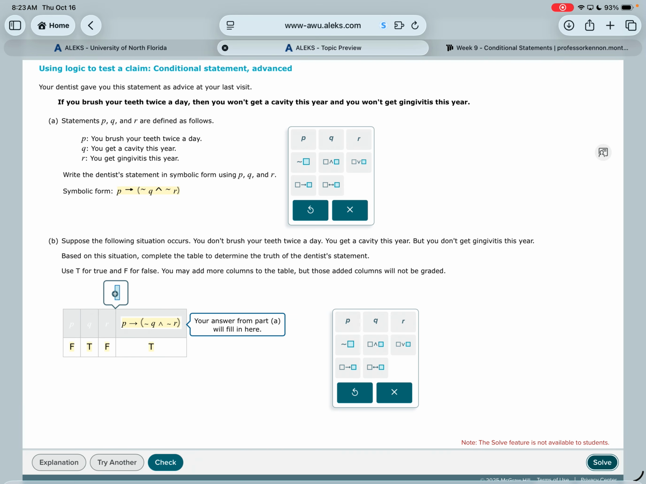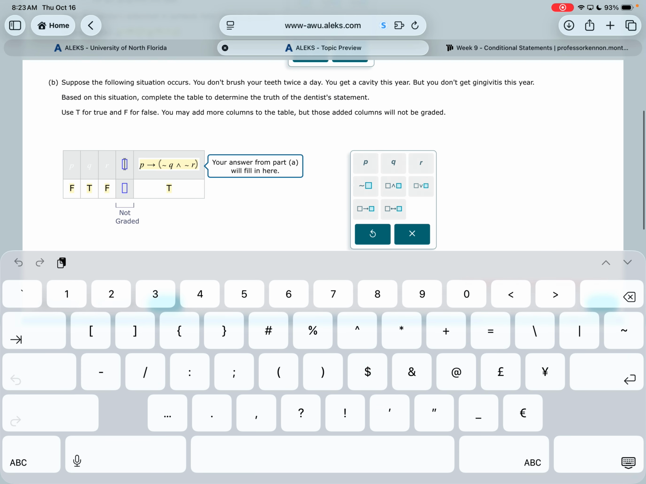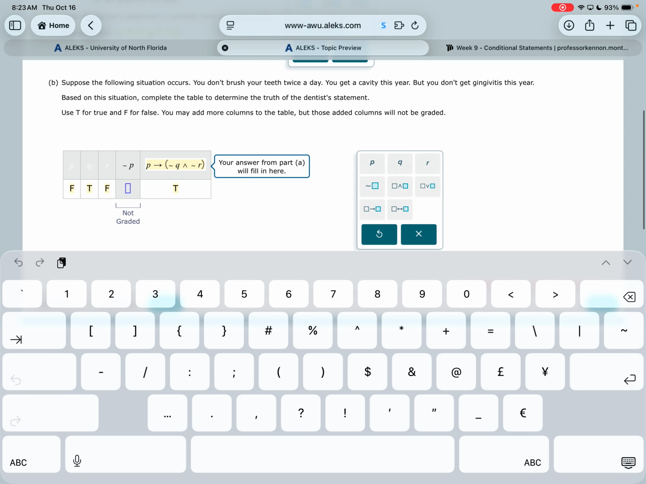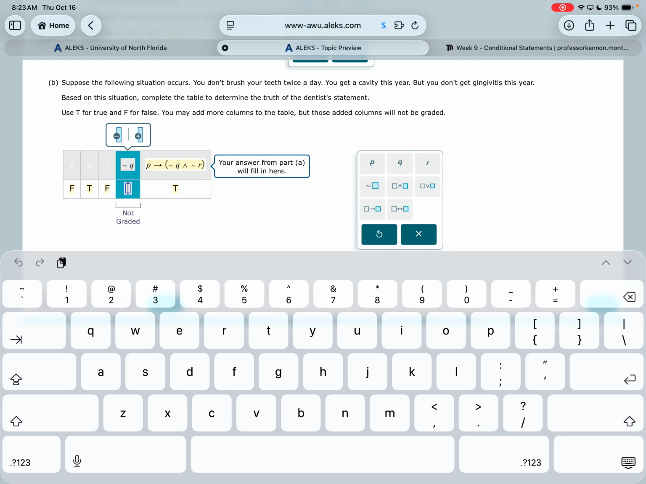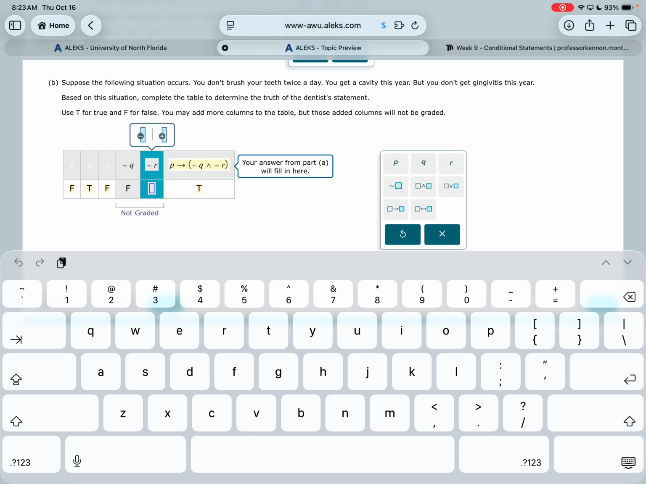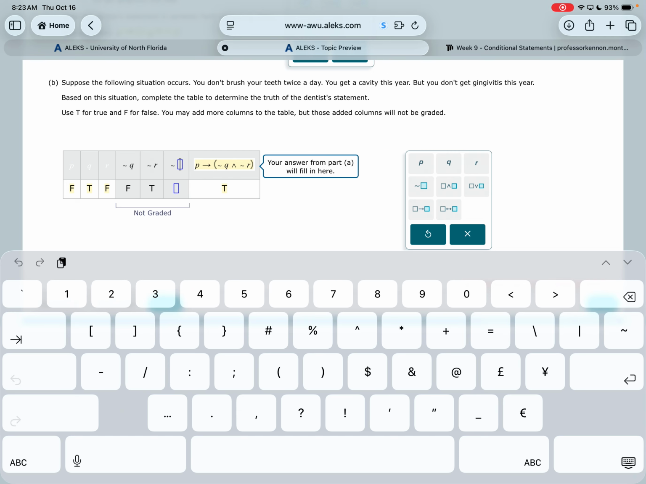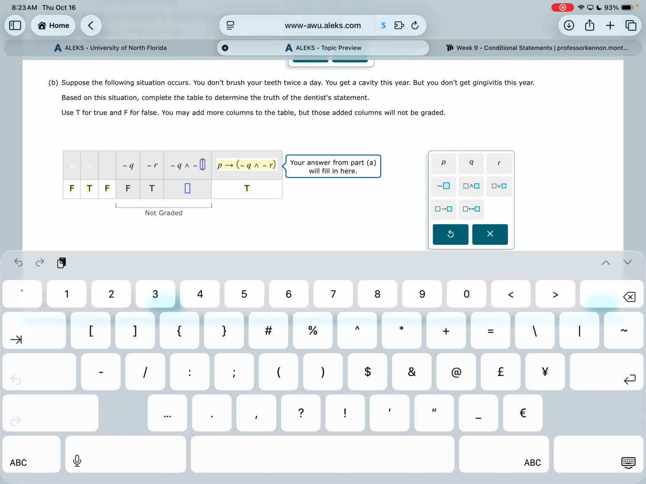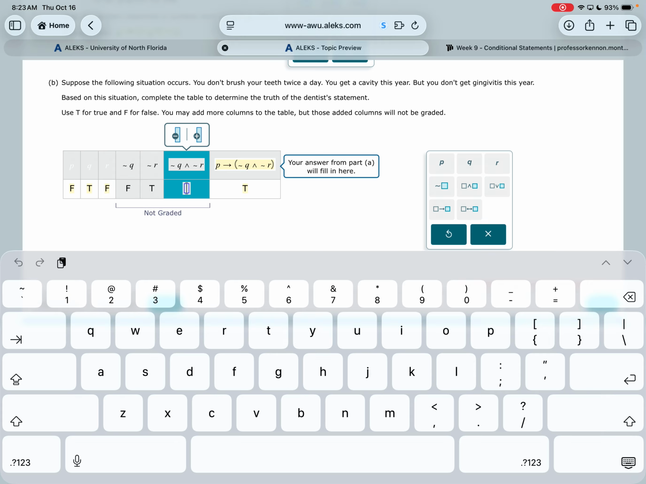Oh man, I clicked solve to make sure we had it right, and I accidentally took away my work here. Give me just one second. Let me type it back in here. Not R would be true. And then what was it? Not Q and not R. That would be false.